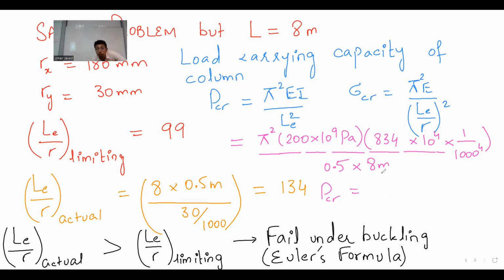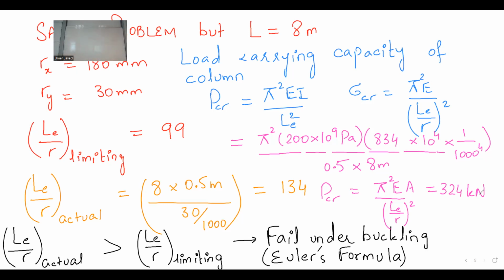He used the formula pi square E A over LE over R square. He said I is equal to A R square and took the RY in the denominator. I think this is what you did, right? So both of them will give us an answer of 324 kilonewton. That's a big value, by the way. But anyways, the RX is also 180 millimeter, which is a good value.